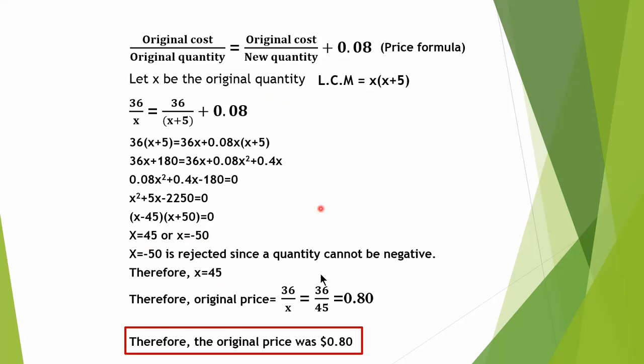x is the quantity. So therefore, the original price is 36 over x, 36 over 45, which is 0.80 dollars. Therefore, the original price is 80 cents. So quantity is 45, original. So to determine the price, you have to divide cost by quantity, you will get the price.